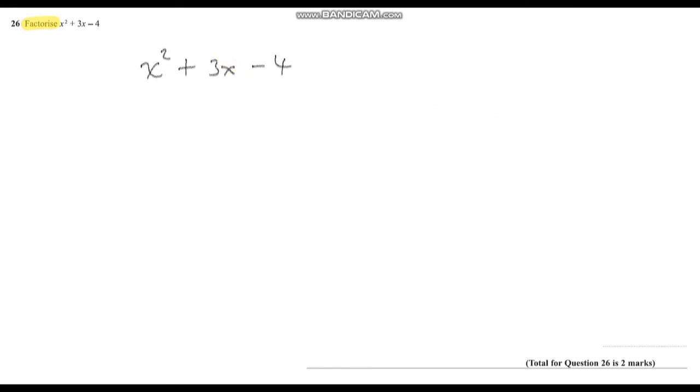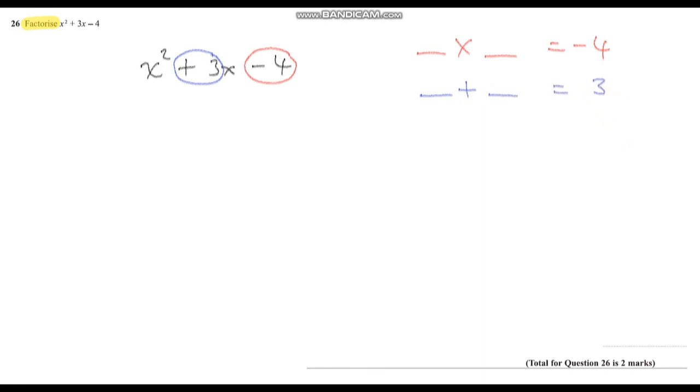What we're looking for is two numbers that when they multiply together, they give us this number. So something times something is equal to -4. But when we add them together, we need to get this number here. So let me just circle it. So two numbers that multiply together to get -4, but add together to get +3. So something plus something equals 3.